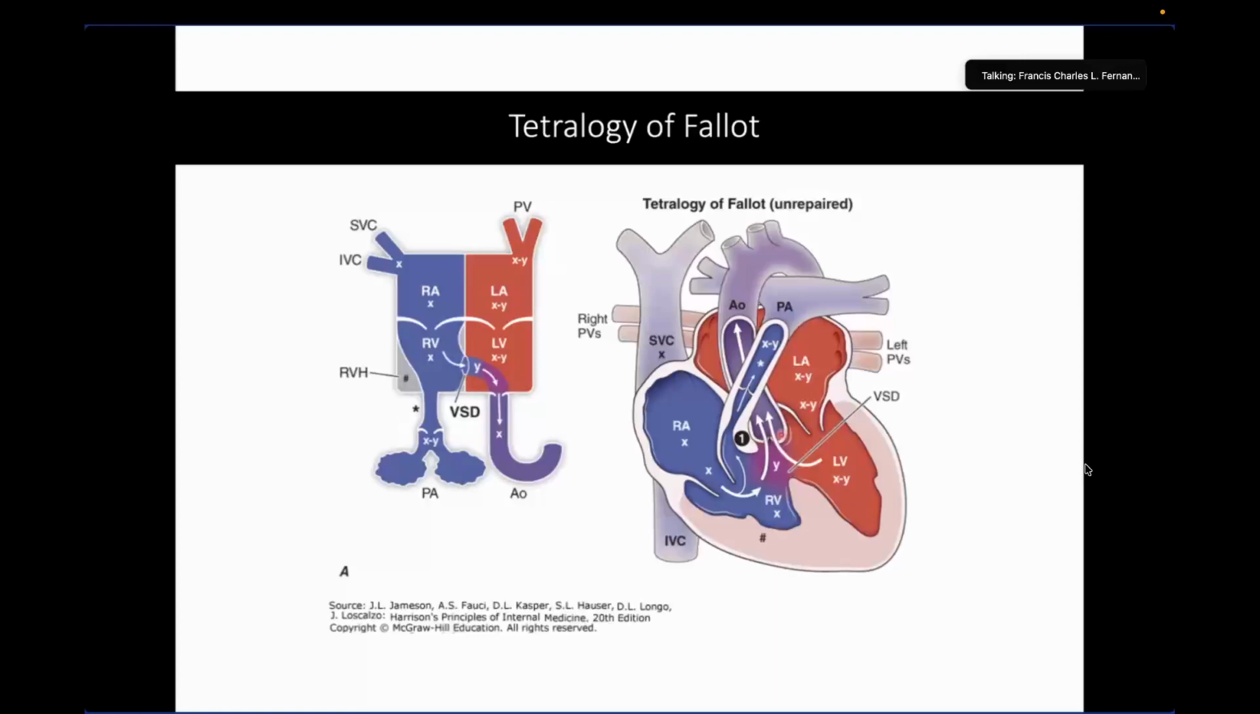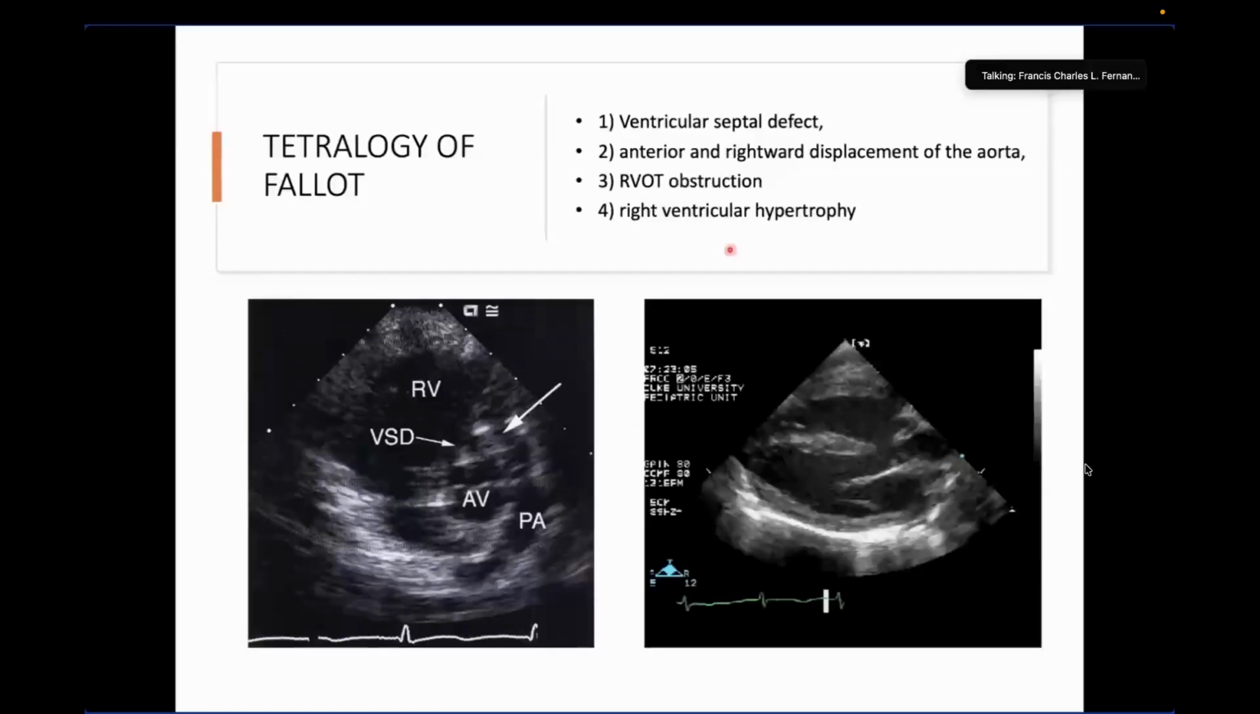What else? The overriding aorta. So hindi niya ma-direct kung talaga dito siya sa LV or sa RV. So RVH, PS, VSD, and an overriding aorta. Yan yung unrepaired tetralogy of Fallot. Kaya siya tetralogy. So ito yun, VSD, right displacement of the aorta. So overriding ang tawag dyan. Anterior and rightward. RVOT obstruction. So that's the PS, either PS or your subvalvular RVOT obstruction and RVH as a consequence.